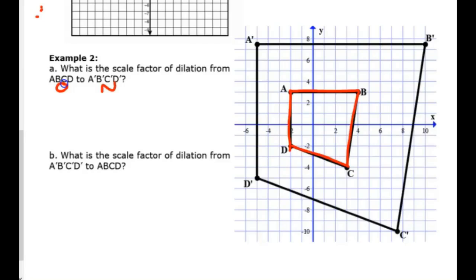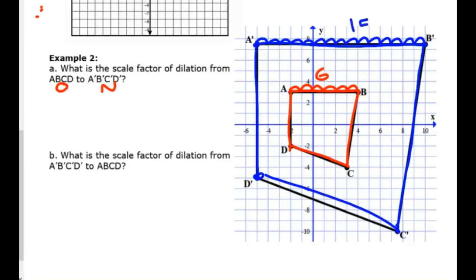So all I need to do is find one side length. Let's do that. AB, I can figure out AB. That's 1, 2, 3, 4, 5, 6 units long, okay? And then, let's find my new, which is all the primes, the big figures. See, this thing dilated and got bigger. So, let's find A prime, B prime. 1, 2, 3, 4, 5, 6, 7, 8, 9, 10, 11, 12, 13, 14, 15. Did I count that right? I did.